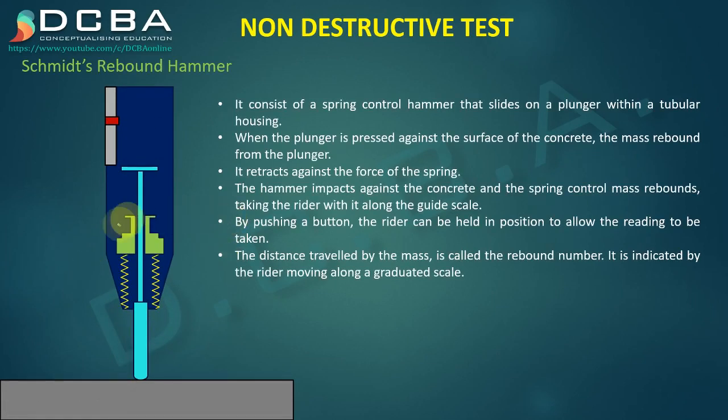Now when the assembly is again brought to a neutral point, this is how the assembly was in the beginning stage, right? But now the rider has attained a new position because the mass displaced it, and this rider on the graduated scale will give you the rebound number. So the distance traveled by the mass is called the rebound number. It is indicated by the rider moving along a graduated scale.